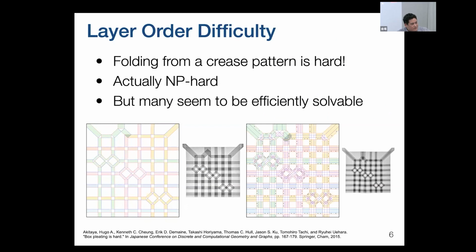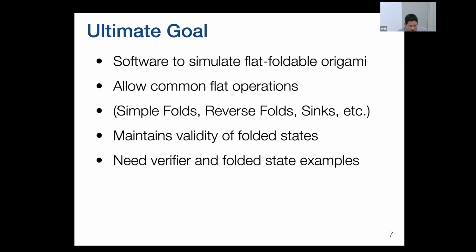It's not exactly clear what the qualities of the crease pattern have to be to make that efficient. But this talk is going to focus on one particular goal, which would be eventually to have software that simulates flat-foldable origami, allowing common flat operations like simple folds, reverse folds, and sinks, being able to reorganize the layers of the paper and maintain validity of folded states as you make these operations. I'm not showing you that. That's a dream, something we'll maybe do for future work. But the minimum we need is a verifier.